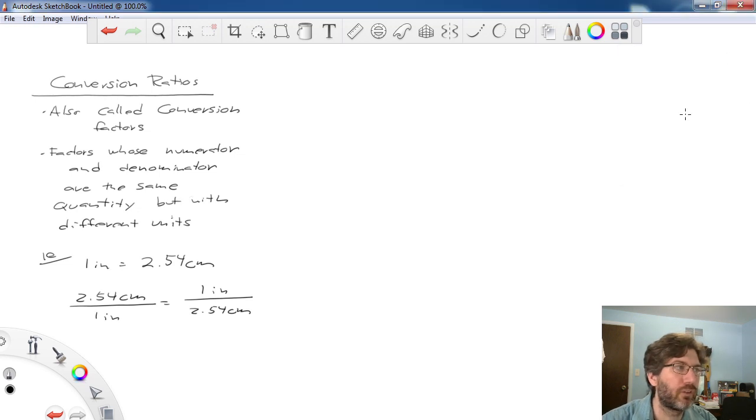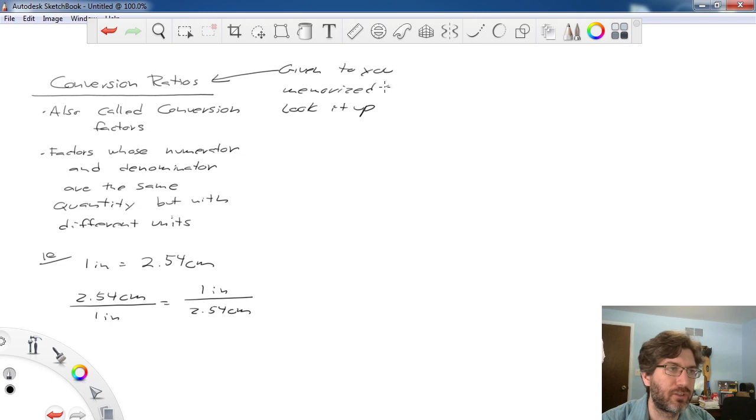So follow the units. So conversion ratios, just so you know what I mean when I call it a conversion ratio. These things are either given to you, you have it memorized, or you look it up on Google. I don't expect you to memorize all of them. However, you should have some memorized.